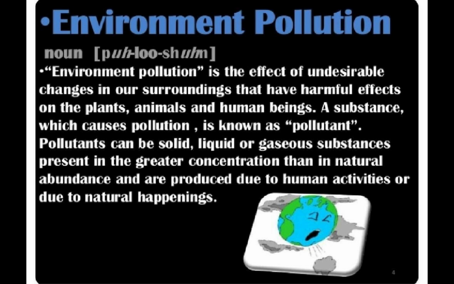So what is a pollutant? Any substance which causes pollution is called a pollutant, which can be solid, liquid or gas, present in greater concentration than in natural abundance, and they are produced due to human activities or due to natural happenings.